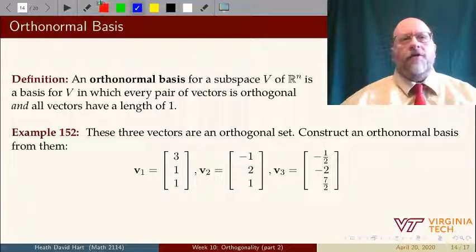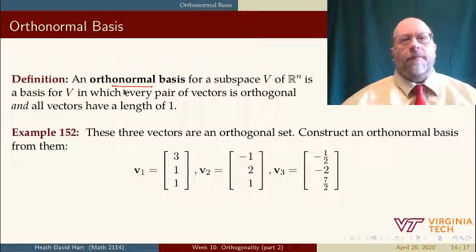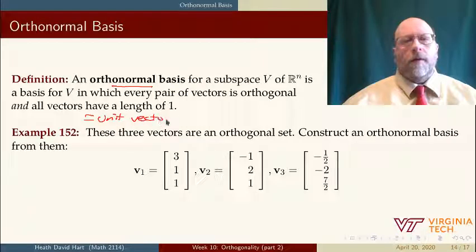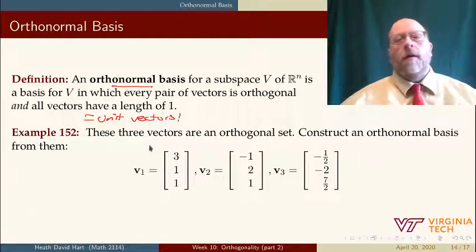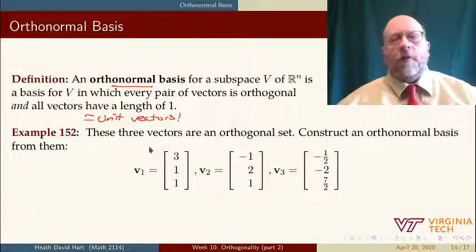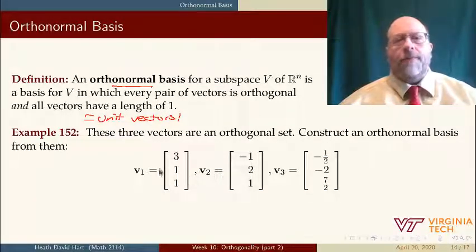Let's throw in a definition here. An orthonormal basis is not just an orthogonal basis. It's a basis in which every pair of vectors is orthogonal, and all vectors have a length of 1. They're all unit vectors. So it's an orthogonal basis made up of unit vectors. Last time we saw that these three vectors were an orthogonal set. Construct an orthonormal basis from them.